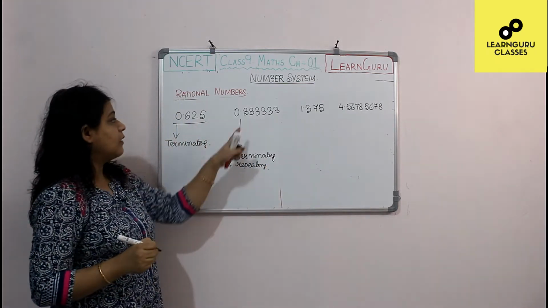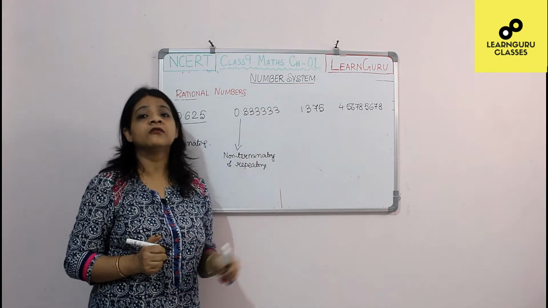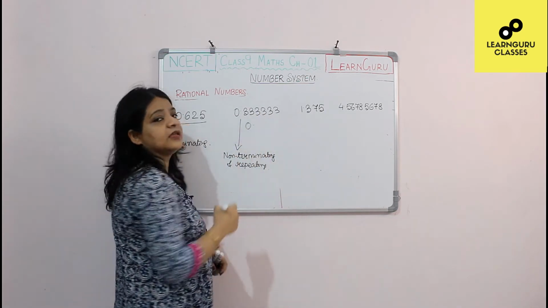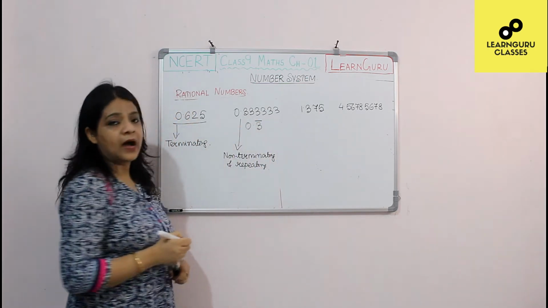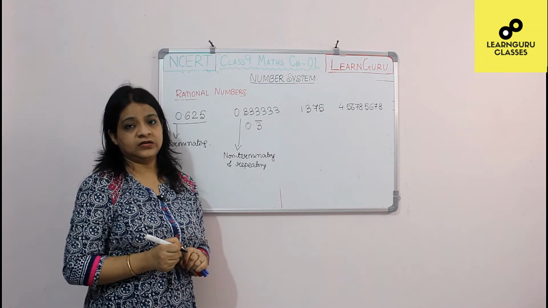Now 0.3333 means that 3 is being repeated. So instead of writing 3 several times, I can write 0.3 bar. It indicates that 3 is being repeated.